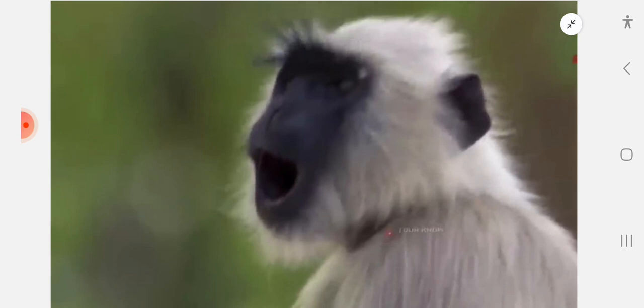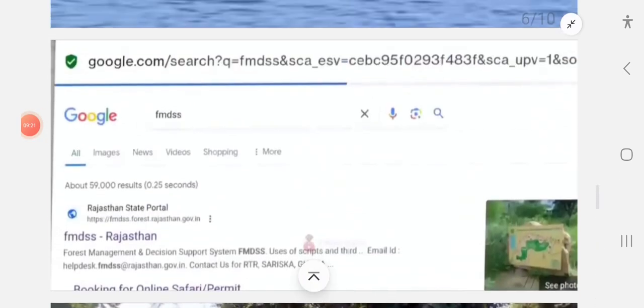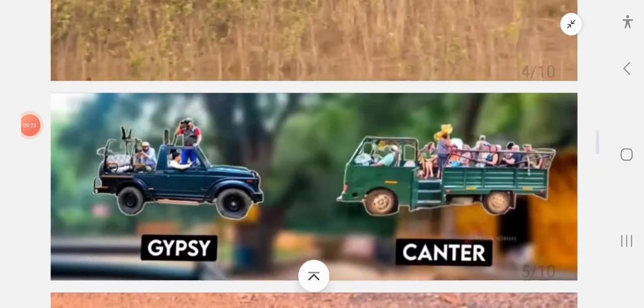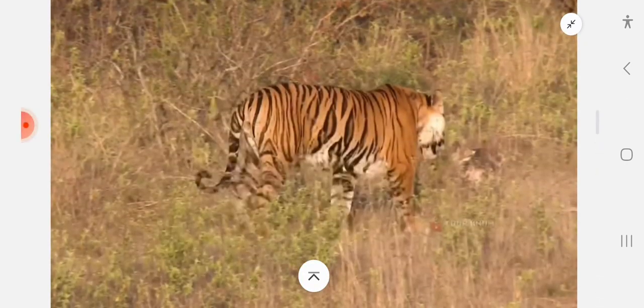So cat, nilgai, sambar, bear, wild boar. Those were the animals that are found in Ranthambore National Park. Also there was a tiger named Machli. Machli was the tiger which once hunted a leopard also. Tiger Machli was one of the most popular tigers found in Ranthambore National Park.